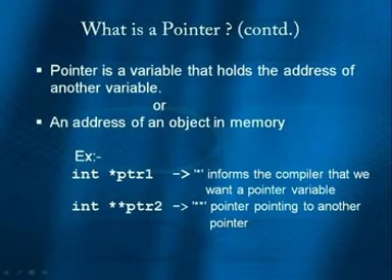Let's now take a look at this example. Here we have an integer pointer called ptr1, which points to an integer variable. Next, we have an integer pointer ptr2. It has two asterisk signs, which means it points to another pointer.